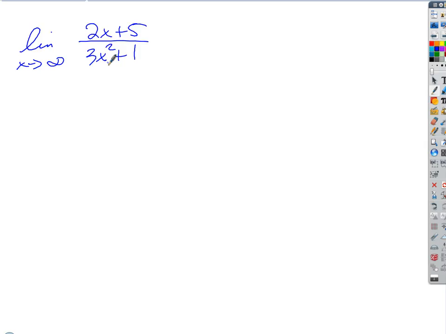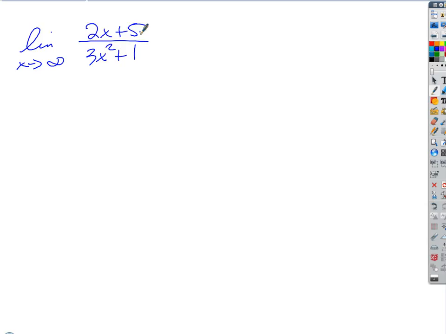Would you agree that as x gets really, really big, that 1 is not even going to matter on the bottom? It's completely insignificant. On the top, the 5 is completely insignificant. In fact, even the 2 and the 3 become pretty insignificant. It's just x. This ends up looking like just x divided by x squared in the grand scheme of things. The bottom, in other words, is increasing by a factor of x more than the top.